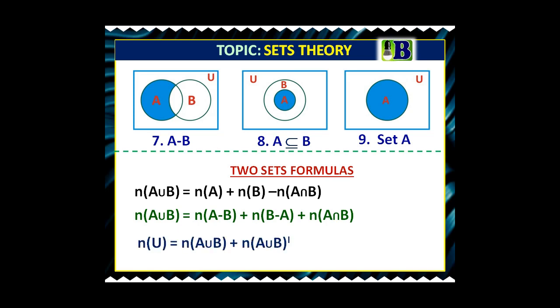Then let's see the third formula. The third formula is called the universal set. So the number of the universal set is equal to the number of A union B plus the number of A union B complement. There are some elements that are not found in A union B, they are outside A union B, so those ones are called the complement. So you combine it with the union of A and B, it will give you the universal set. So these are the three formulas we are going to use in calculating the questions we are going to come across in this particular tutorial.